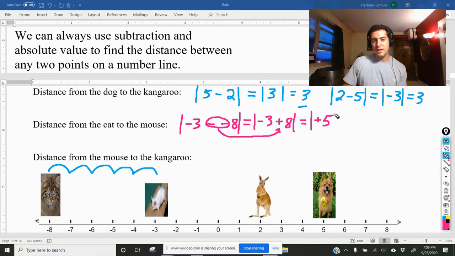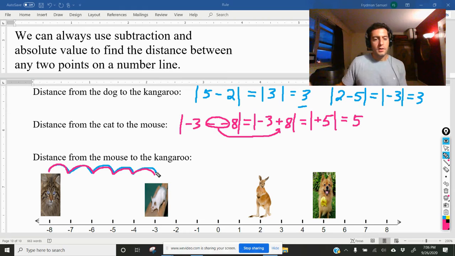And when I take the absolute value of positive 5, it's still positive. So the absolute value of 5 is 5, which is exactly the same answer that we got over here. Let me do it again in pink because I was writing in pink before. The distance from the mouse to the cat, or the cat to the mouse, is 5 spaces.